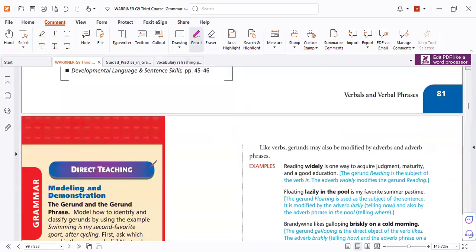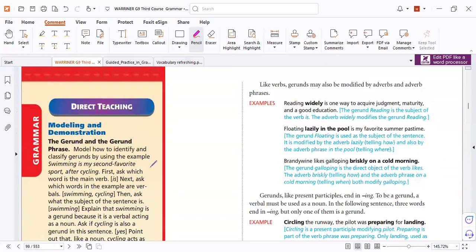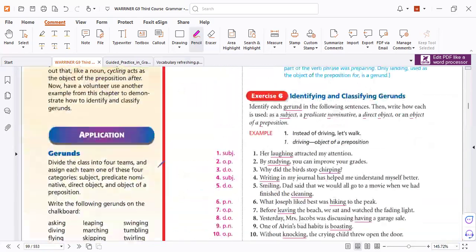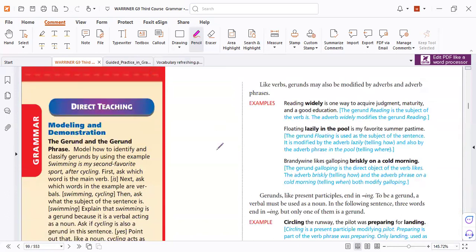But how about the gerund phrase here? So easy. Look, we call it in English a gerund phrase. But we can have some examples. We agreed that this is a verb. Yes or no? Yeah, "reading" is a verb. Or "reading" is a noun.